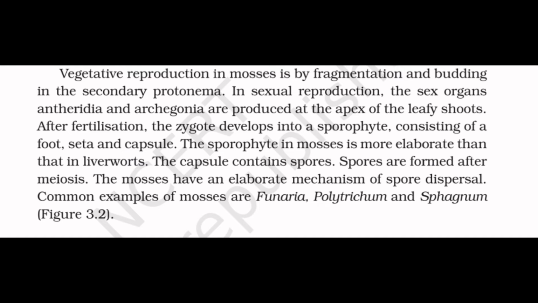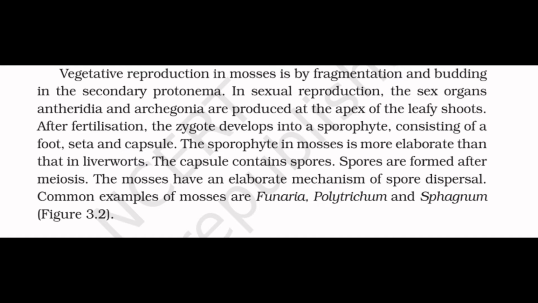In sexual reproduction, the sex organs, antheridia and archegonia, are produced at the apex of the leafy shoots. After fertilization, the zygote develops into a sporophyte consisting of a foot, seta, and capsule. The sporophyte in mosses is more elaborate than that in liverworts. The capsule contains spores. Spores are formed after meiosis.